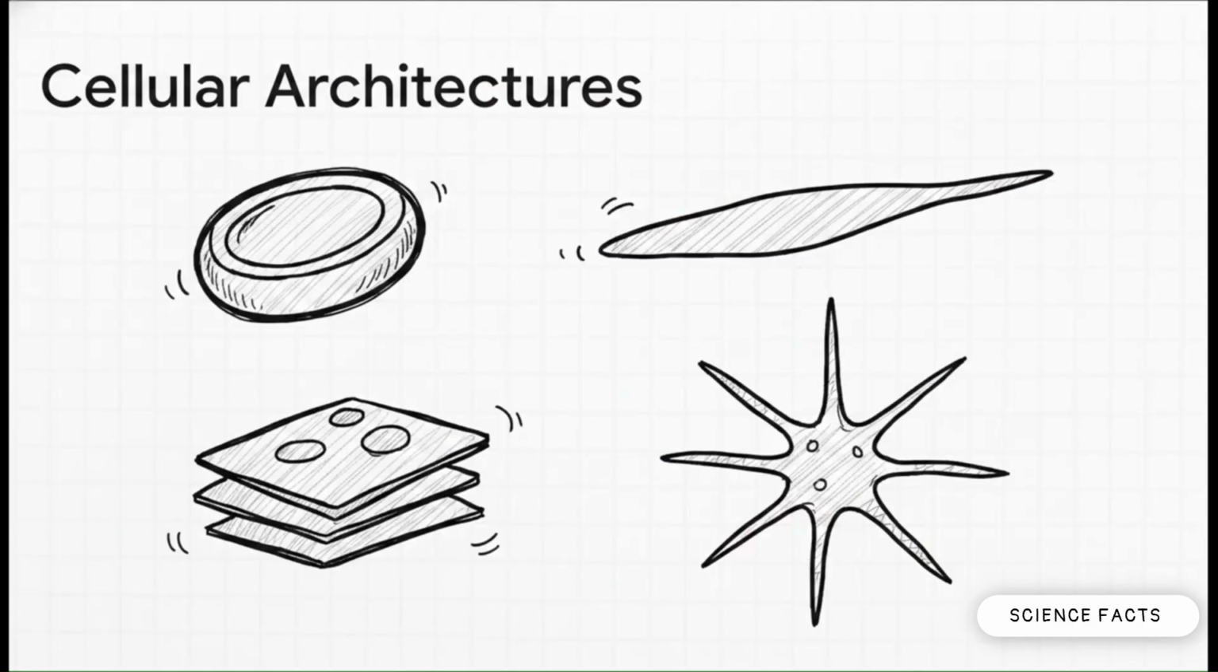It engineers highly specific architectures for highly specific jobs. Depending on their exact job in the body, cells take on some wildly different shapes. Take our human erythrocytes, our red blood cells.